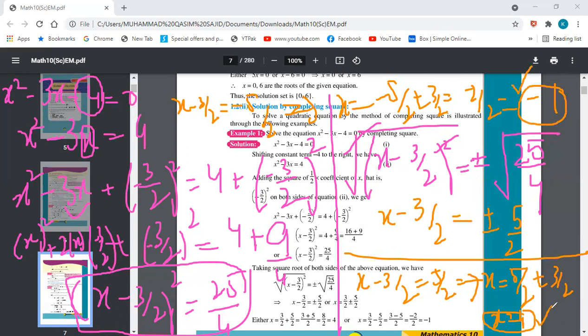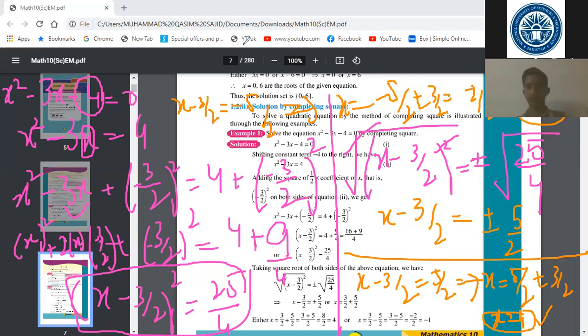So this is the method to solve using completing the square. So this is the introduction of how to solve a quadratic equation using the factorization method and the completing the square method. This is basically the end of today's lecture. In the next lecture, I will start exercise number 1.1.